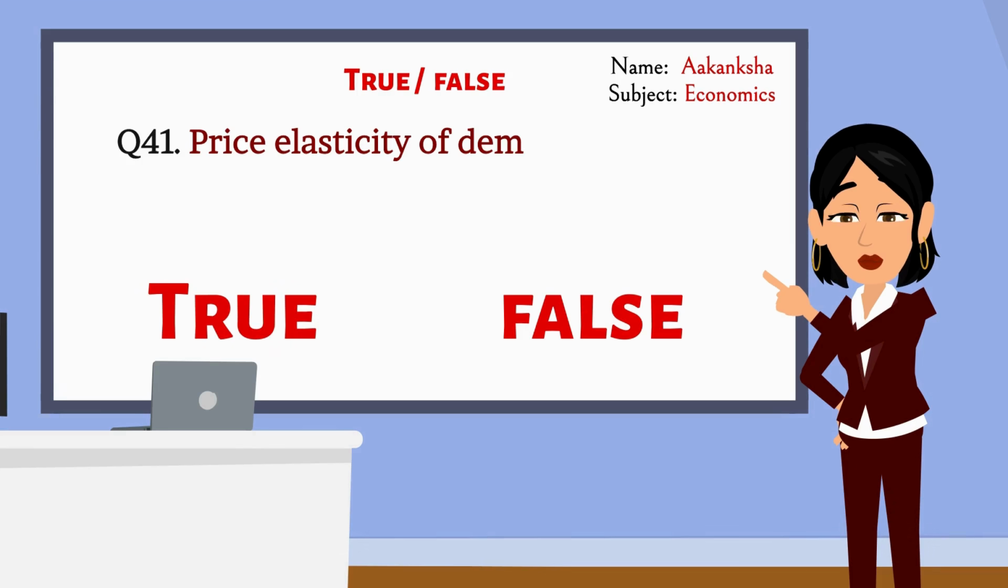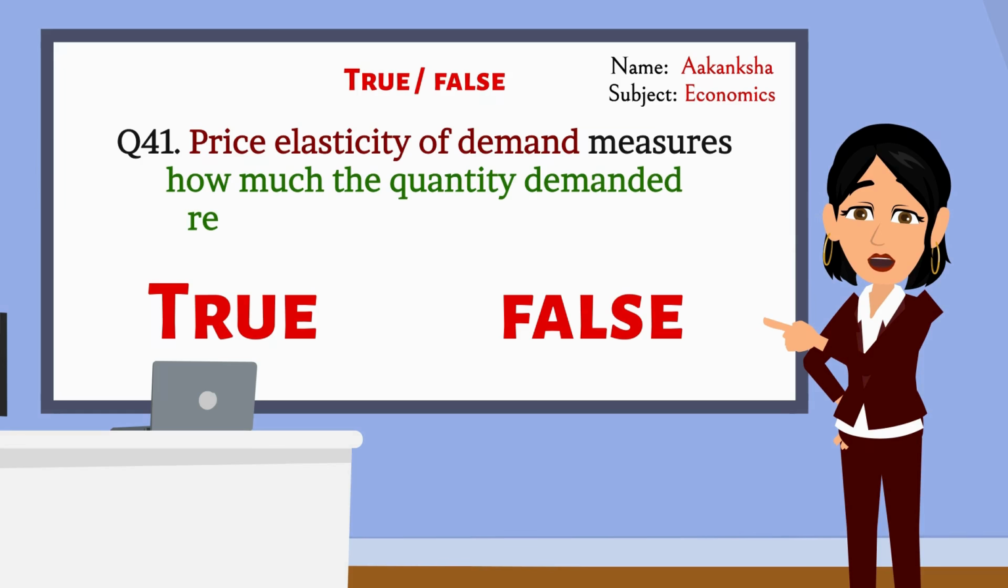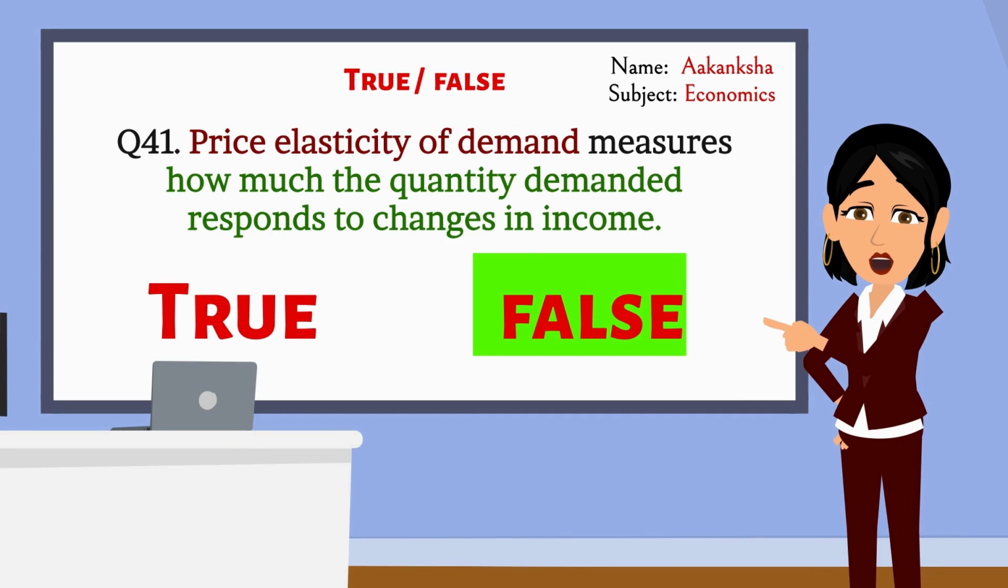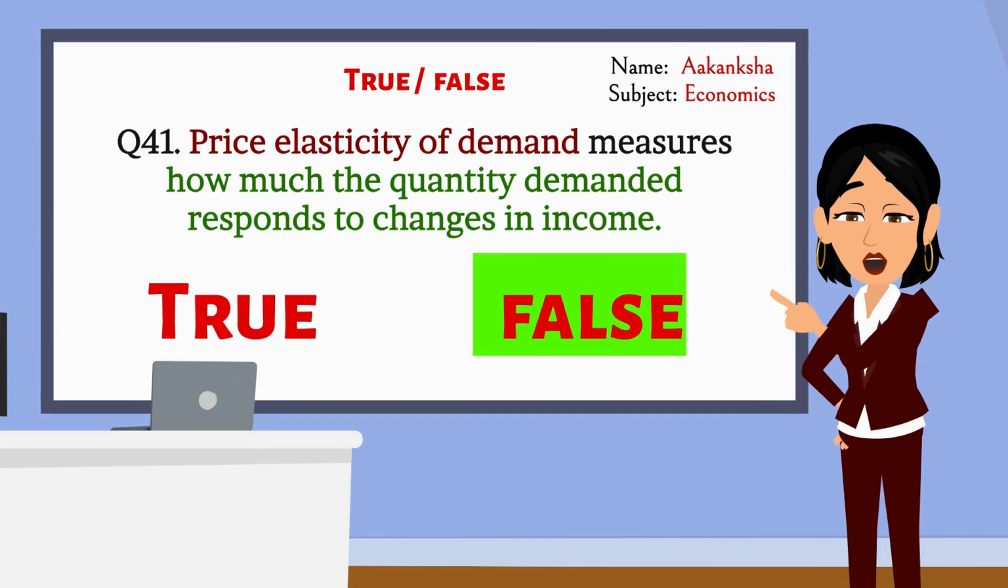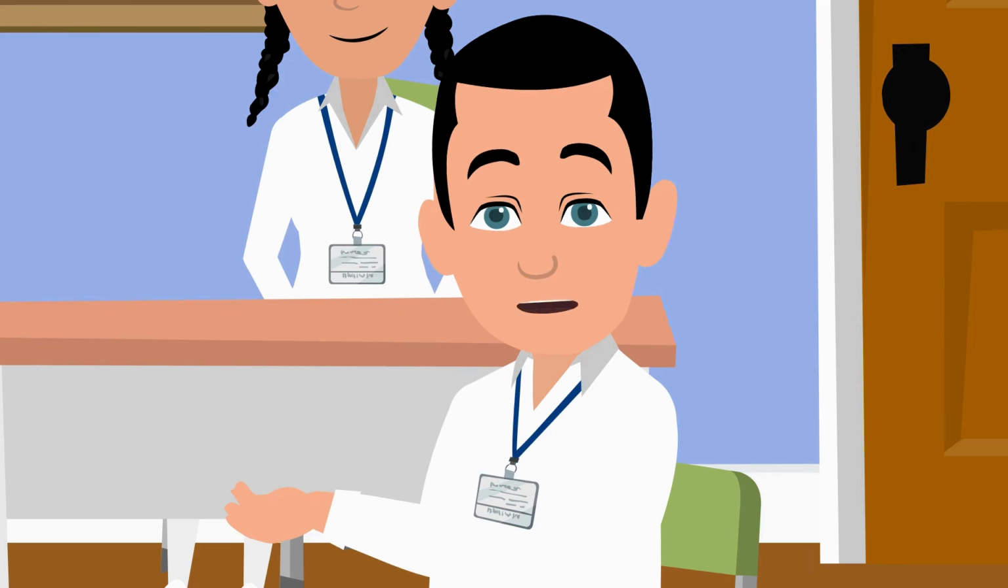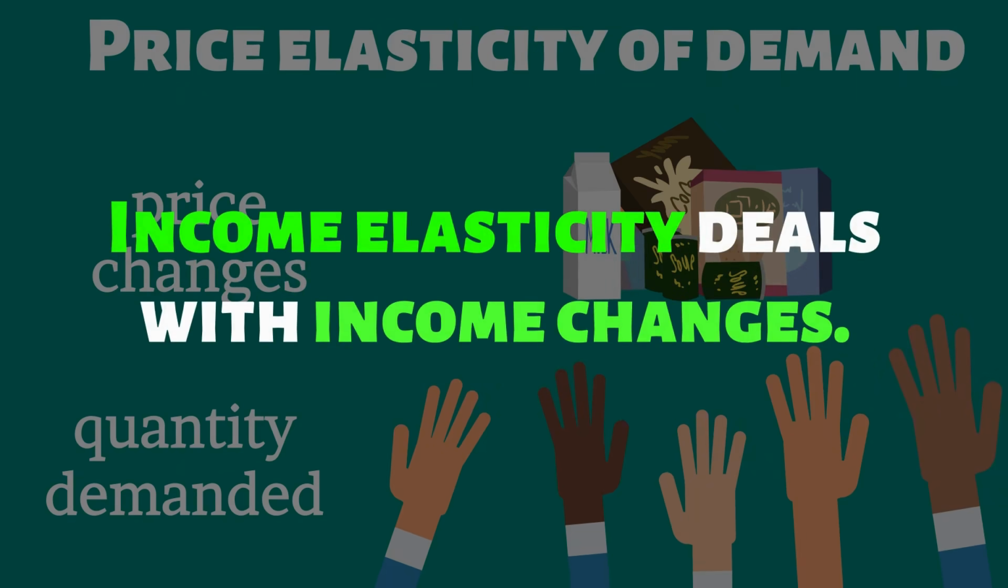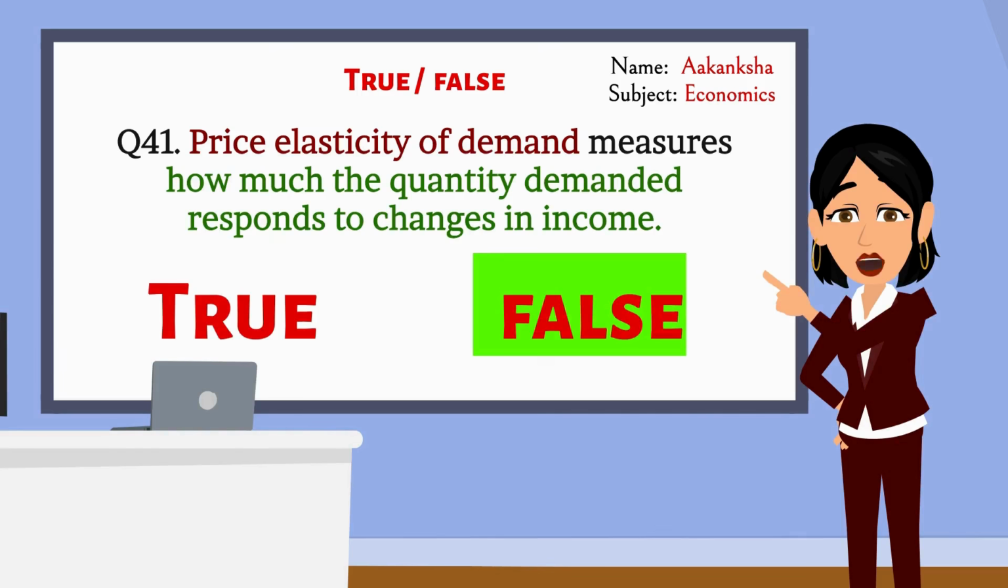Question 41. Price elasticity of demand measures how much the quantity demanded responds to changes in income. True or false? It's a false statement. Correct. Price elasticity of demand does not measure how much the quantity demanded responds to changes in income. Why is that false? Price elasticity of demand measures the response of quantity demanded to price changes, not income changes. Income elasticity deals with income changes. Excellent clarification, Ansh. Let's proceed.